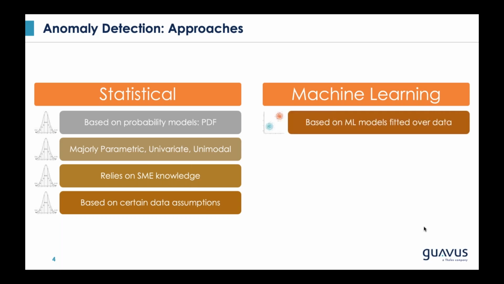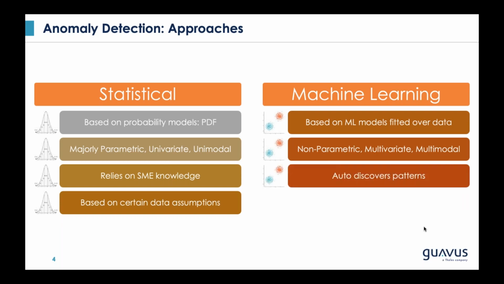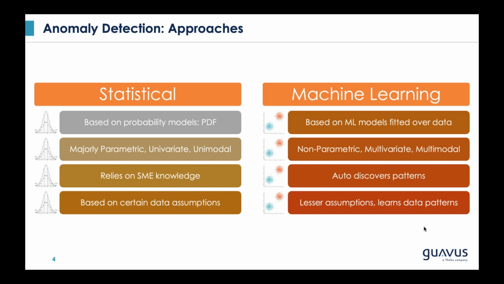In case of machine learning, we fit models over data. And this is basically building models looking for patterns the data contains. Then these are mostly non-parametric and multivariate and mostly multimodal. And we can auto-discover patterns, and we take fewer assumptions, and we learn from data patterns.